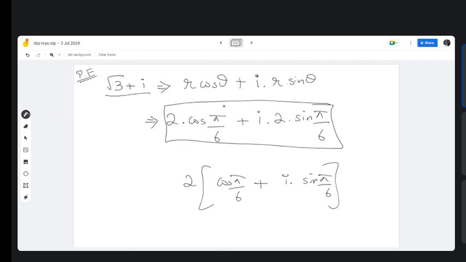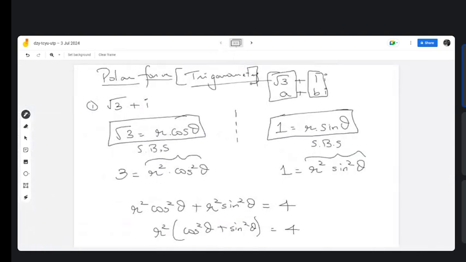You should not find the value of cos pi by 6. I don't want the answer, I want the form. So keep the r as it is, cos as it is, theta's value we know, substitute. i as it is, 2 as it is, sine as it is, theta's value we know, substitute. That's all. This is my answer. Getting it? Good. One more question, you'll understand now.